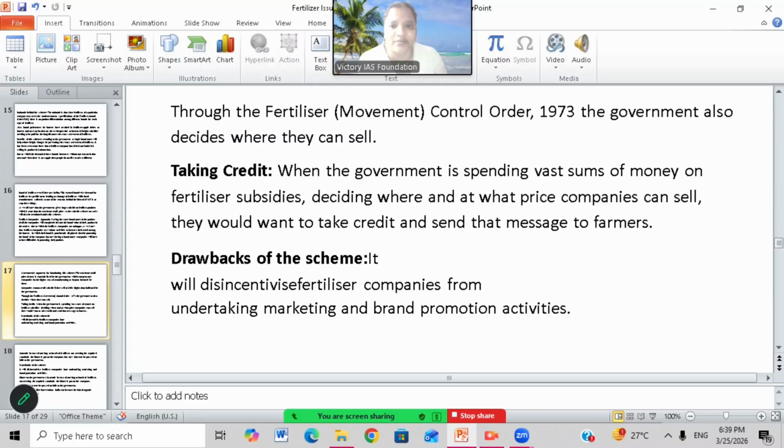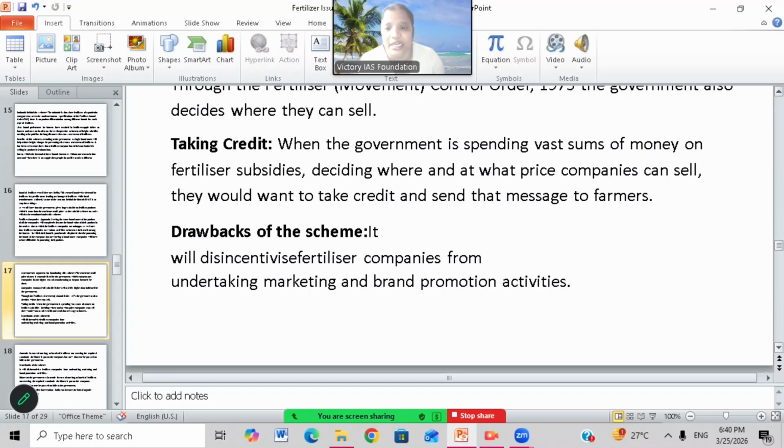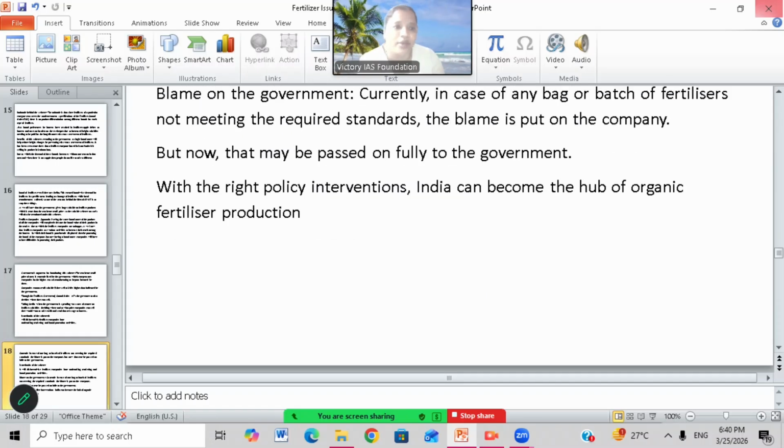So what are the problems in this scheme? Till now we have seen the benefits of the Bharat brand scheme. Now we will look into the drawbacks of this scheme. It will disincentivize fertilizer companies from undertaking marketing and brand promotion activities. So no company can promote their brand from now onwards. They can't advertise, they can't do any marketing, like all companies do with their normal usual sales, like they sell daily products, they have to sell fertilizer.